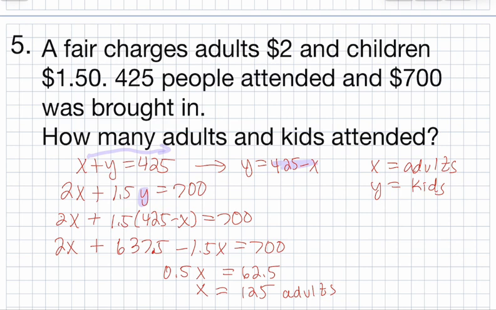But we still haven't answered the question in full because they asked how many adults and kids attended. Now remember, kids are the y. So y is 425 minus x. So just subtract 425 minus 125, and we get 300.